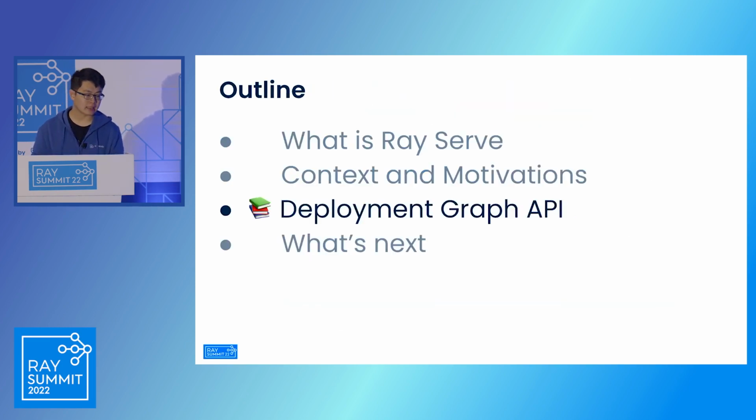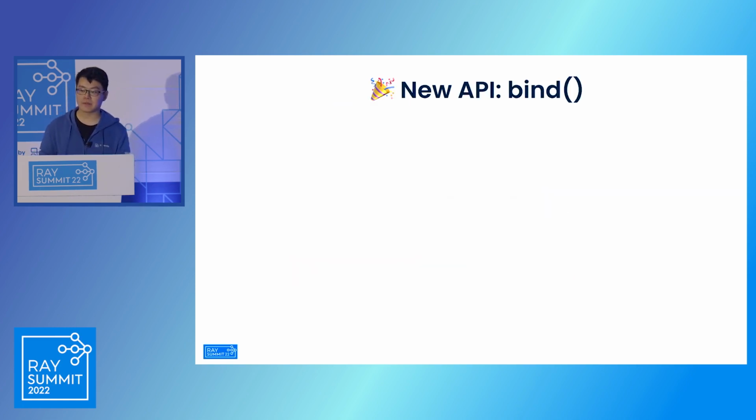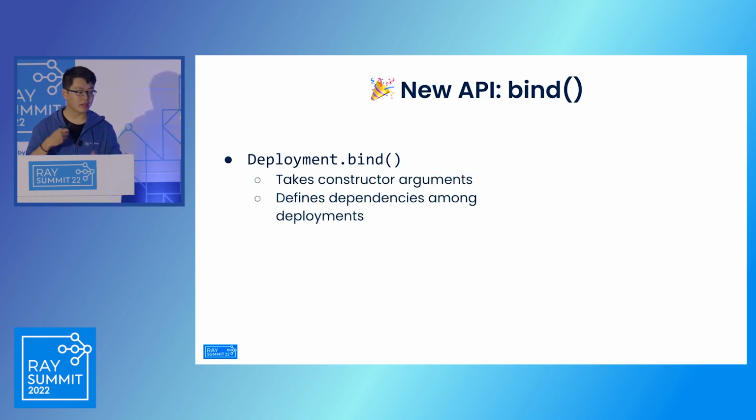So let's take a look at exactly what it contains. Just to recall, we want to evolve our imperative API to the declarative side, and we have two main problems to solve: implicit dependencies and implicit data flow. To solve these, we have introduced a new API on deployment called bind. You can call bind on the deployment class constructor, as well as on the deployment class method. When you call it on the constructor, you are defining the dependency among deployments. I'm going to show you more examples later.